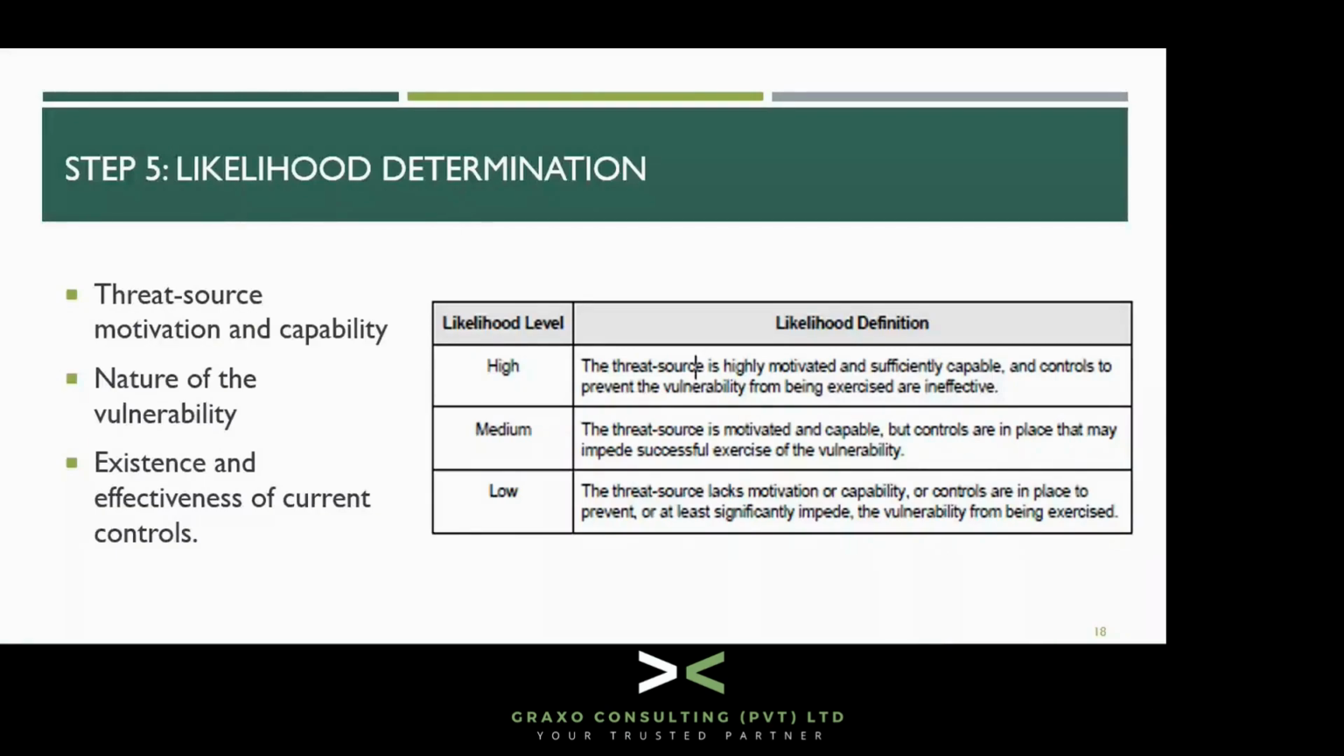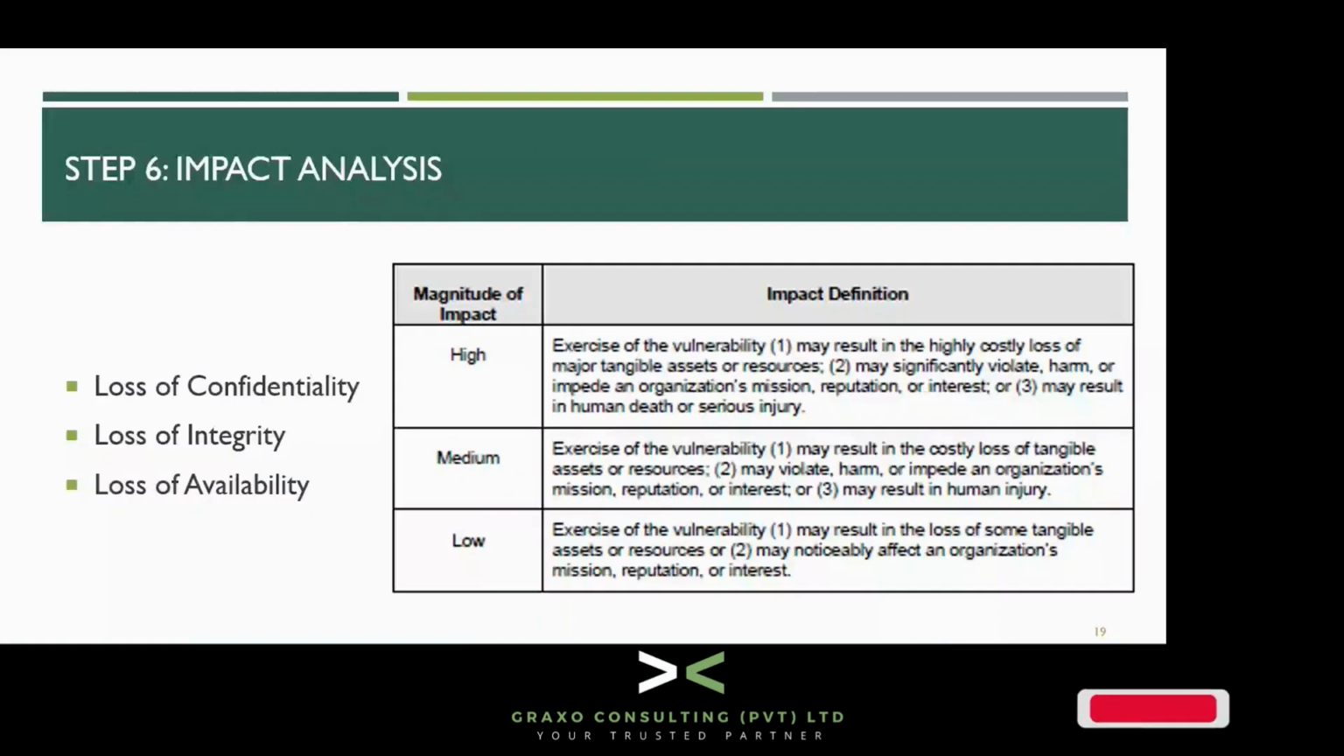Now moving on to the impact analysis. The impact analysis is the major step in the risk assessment and in measuring the level of risk. We are going to determine the adverse impact that could result from a successful threat exercise of a vulnerability. So if the threat source is successful in exploiting the weakness in the system, what is going to be the impact, and how is the impact being quantified?